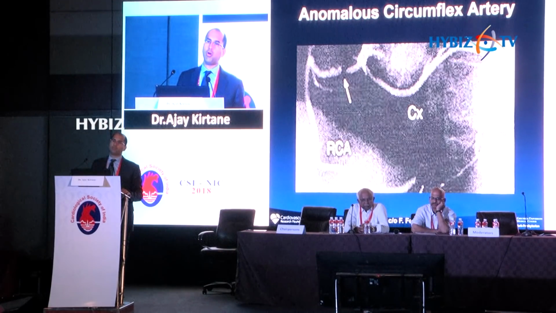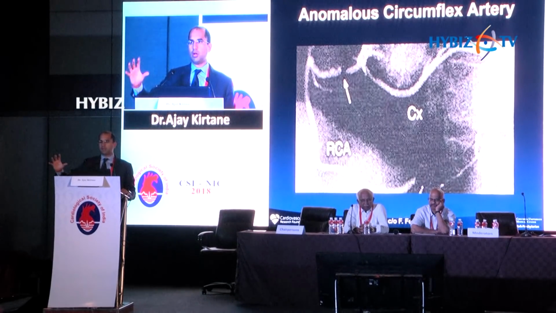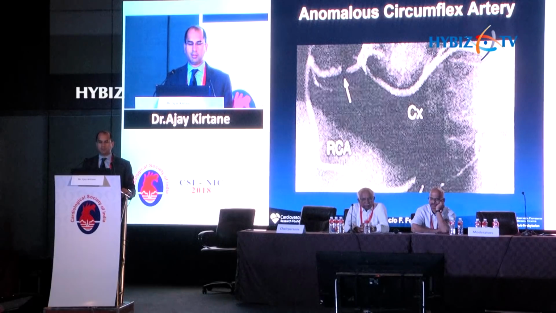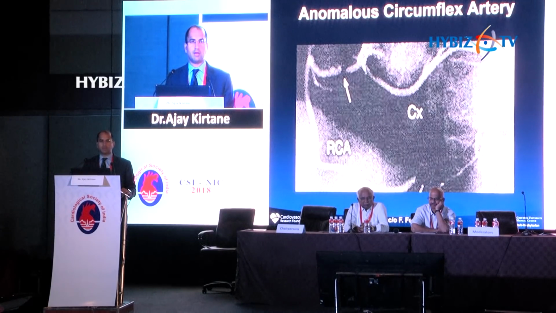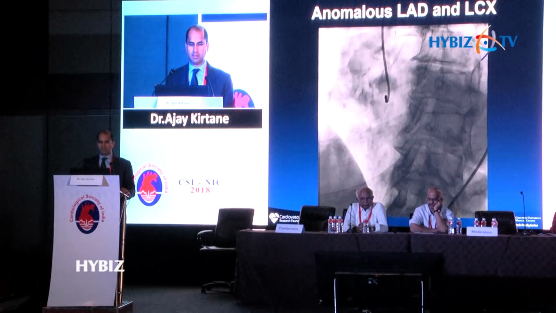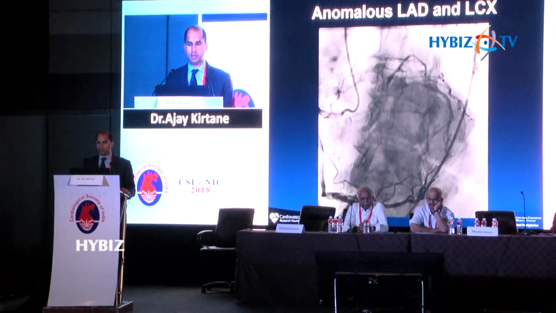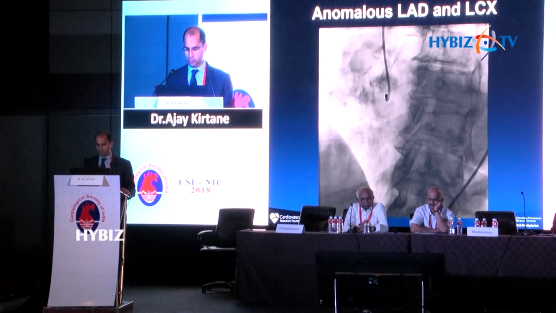Anomalies should always trigger you. When you see the anatomy but you can't piece all of it together, think anomalous. This is an example of an anomalous circumflex, a very common abnormality coming off of the right. This is an even less common one that I had a few years ago, where everything is coming off the right coronary artery in this particular case.